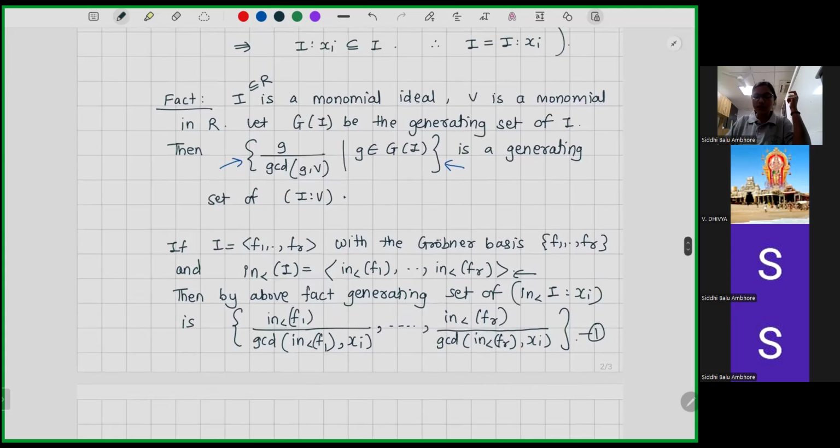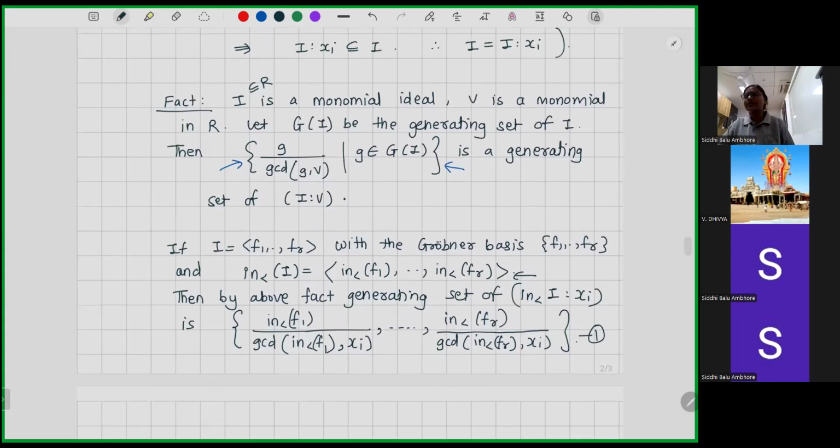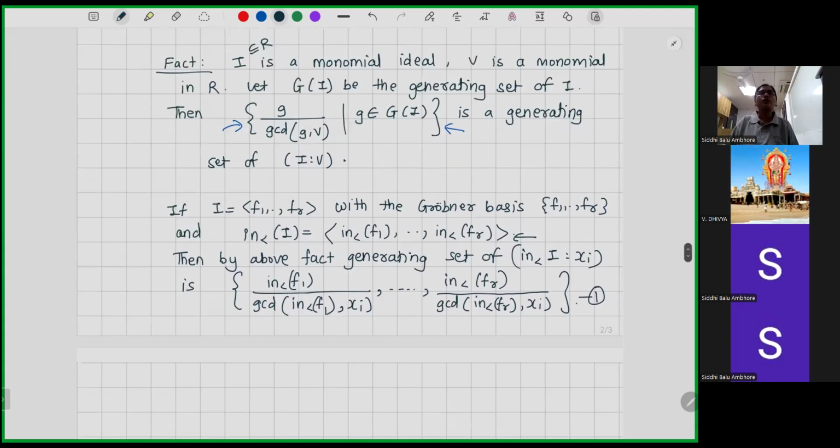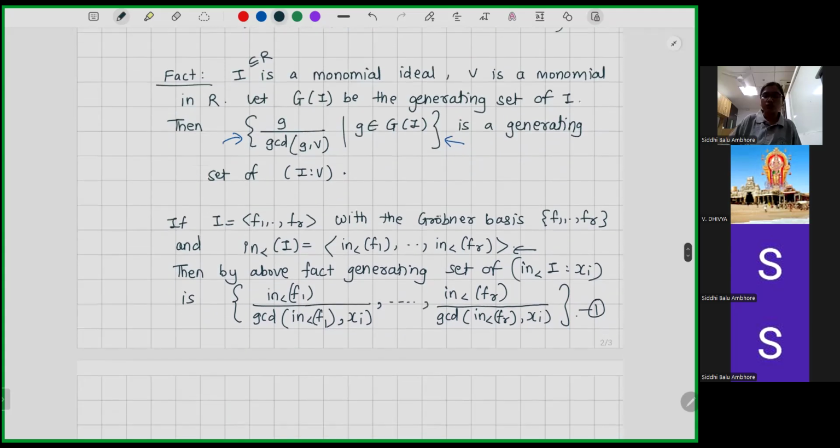Next, we have the fact that if I is a monomial ideal and V is any monomial in R, then I colon V has this generating set. And second, if we start with the Gröbner basis of I, then the initial ideal will be generated by the initial terms of F1 to Fr, and in that case this ideal will be generated by these terms using this fact. Okay, so we are here so far.